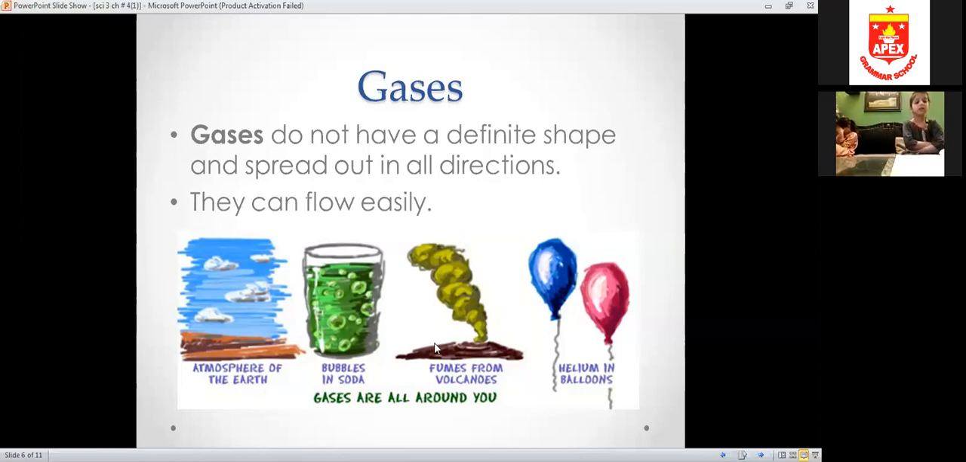So here you can see the example. Next is the fume. Here is a fume that is greenish in color, it is a gas. Again, a gas.